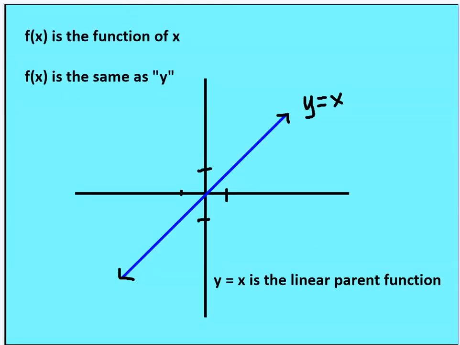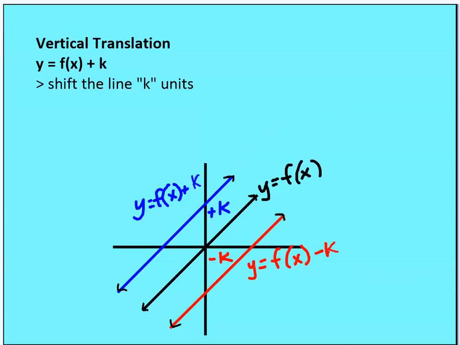All right, so f of x is the function of x. Just to give you some background on what f of x is: f of x is the same as y. And so if we say y is equal to f of x, and f of x is equal to x, then we can say that y is equal to x. And y is equal to x ends up being the linear form of the parent function, which we've already talked about in the previous lesson.